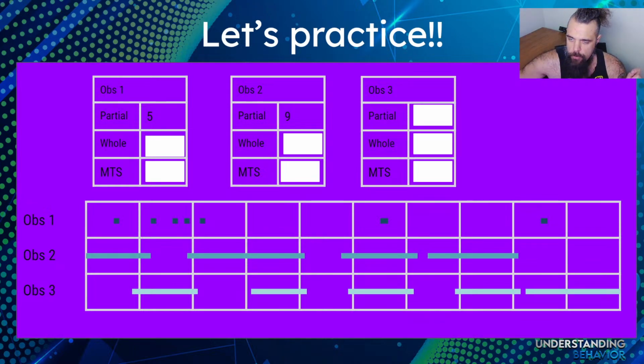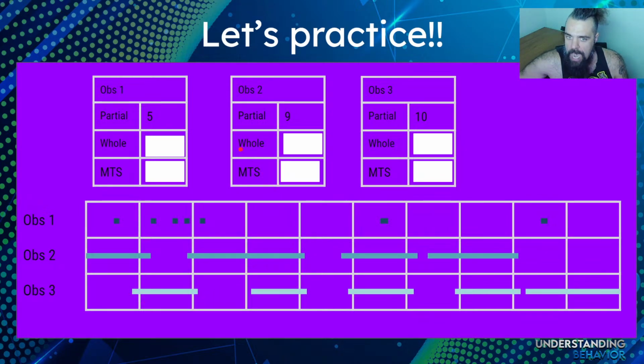How many intervals would we mark for partial interval recording? All right, I'm liking the answers so far. Nevi looks good. Addie's got it. Danielle's got it. Great. So this one is going to be all 10. Each of these intervals, we see at least a little bit of behavior occurring.